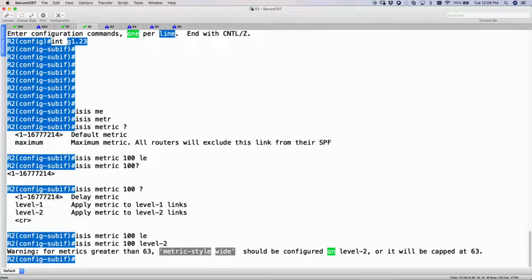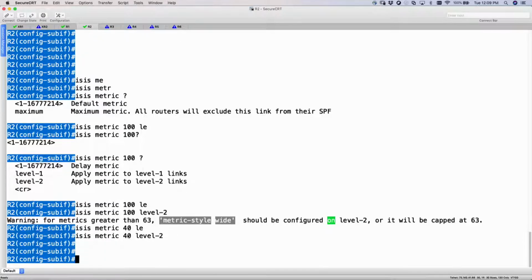The minute I gave this command, it gives me an error saying that you can only set the value to be not greater than 63. 63 is the maximum because the default metric style is narrow, so it's not wide. You have to set that to wide if you want metrics to be higher than 63. So let's change this to maybe 40 and change this for just level 2.